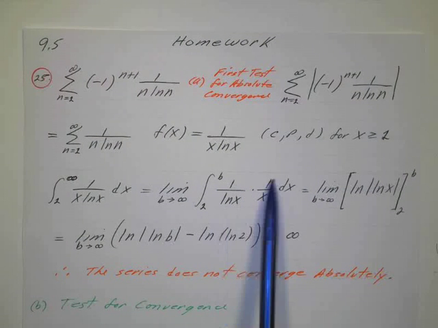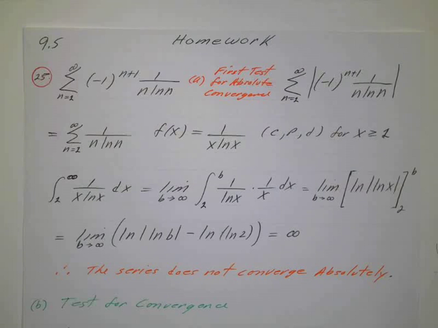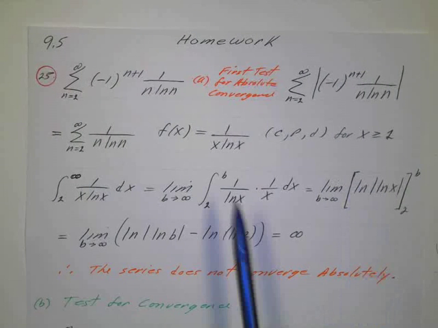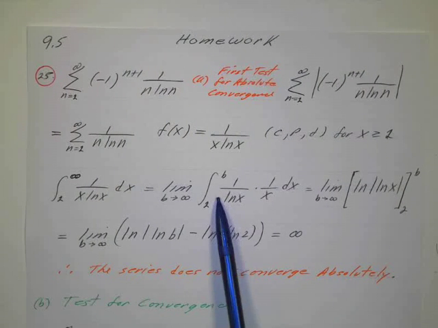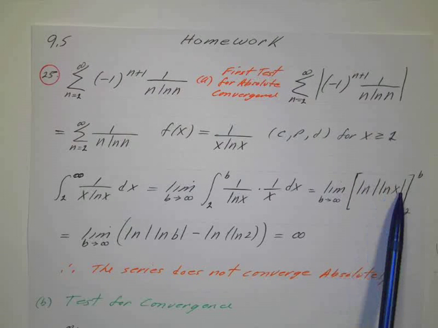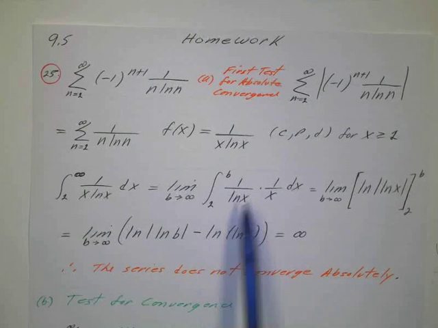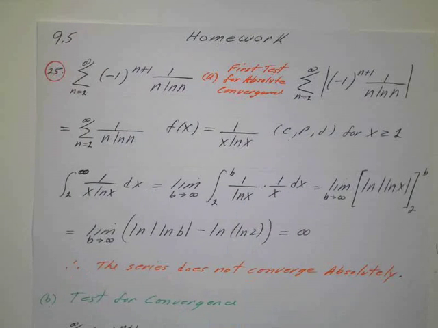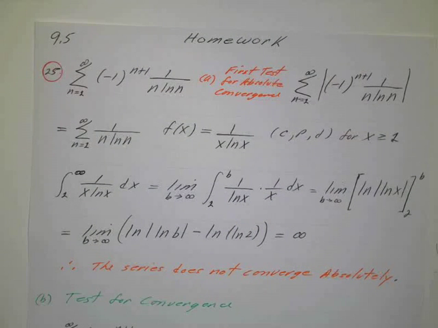What's the derivative of the natural log of x? 1 over x. So the antiderivative of that will be just the natural log of this. So the natural log of the absolute value of the natural log of x, because this is a 1 over u du, this is a u, so it's the natural log of u.